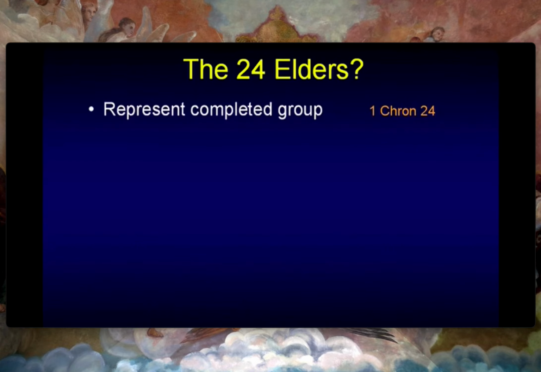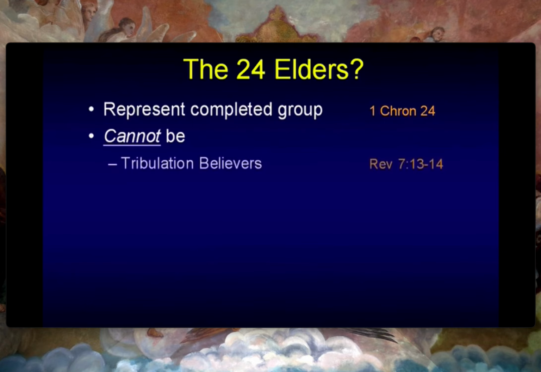So who are the 24 elders? What do they represent in the book of Revelation? Well, from 1 Chronicles 24, we're going to presume that they represent, in some sense, a completed group. They're the leadership of some kind of segment. What we know they cannot be is tribulation believers. Some people say they're believers from the tribulation. No, we'll see in Revelation 7, not so.